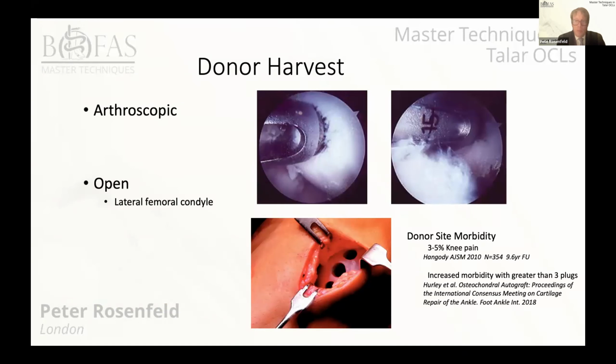And what we know is that there is an incidence of knee pain, and we'll come on to that later. There's some more up-to-date knowledge on this. But what we also know is that the more plugs you take, the more likely that incidence is. And James Calder had a paper out recently saying, actually, that 2 plugs is plenty. The ones that got knee pain were the ones that had 3 plugs taken from them. You can also take it from the femoral notch. And there's also a paper on taking it from the ipsilateral talus, which is quite interesting.